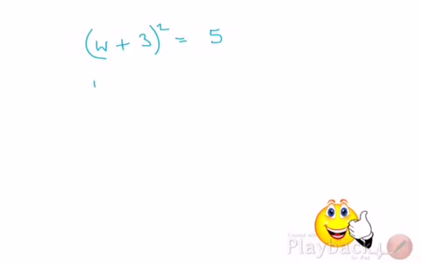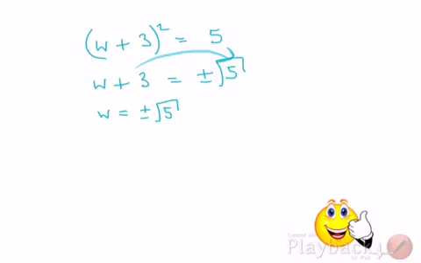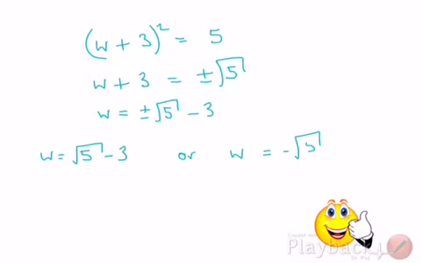So if I square root both sides, I'm left with the w plus 3 on this side, and plus or minus the root 5 over here. And then w is going to be equal to plus or minus root 5, and when I bring my plus 3 over, it becomes minus 3. Okay, so now I've got two solutions for w. So w is going to be equal to the positive root 5 minus 3, or w is equal to the negative root 5 minus 3. Perfect, so two real solutions.